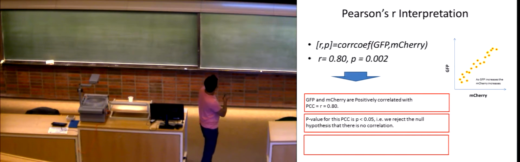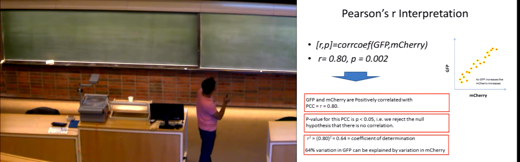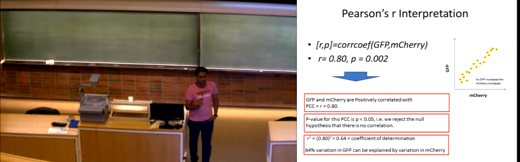And the third one is very important, and I think most of the time people just report these two numbers. But the third one is also important. That is called the R-square value. It's called the coefficient of determination. So whatever your R value is, you square it, that's 0.64. What does it mean? It means that 64% of the variation in GFP can be explained by the variation in M-Cherry. This is very important.